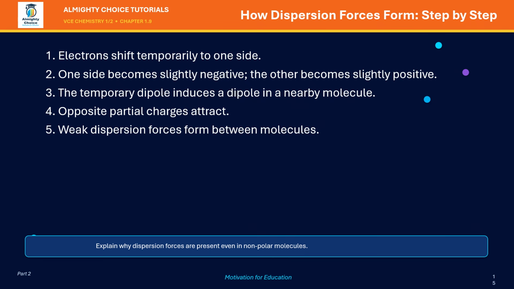Here is the step-by-step process. First, the electrons shift temporarily to one side. Secondly, temporary positive and negative ends are formed. Third, a nearby molecule is induced to form a dipole too. And then opposite partial charges attract. That weak attraction is a dispersion force. That's why even non-polar molecules still have intermolecular forces.